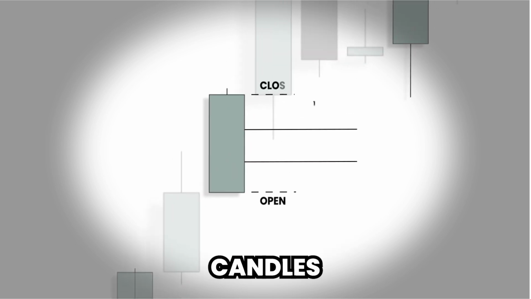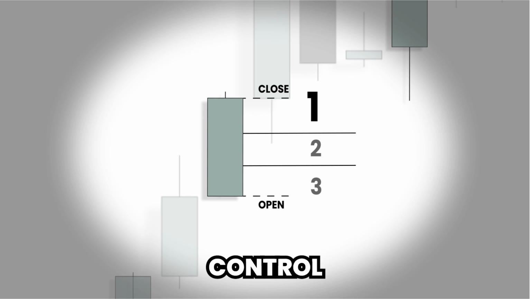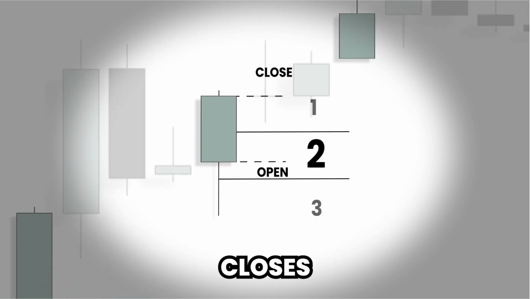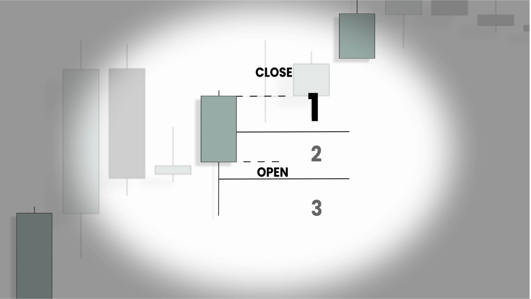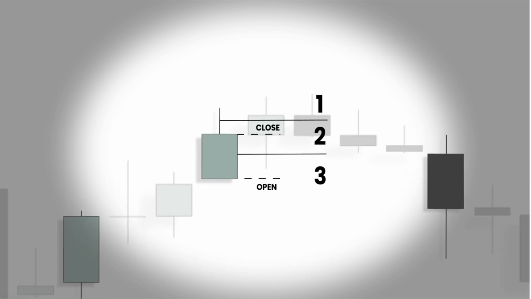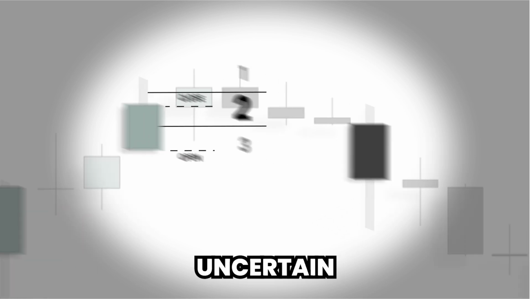For bullish candles, if it opens in the bottom and closes in the top, buyers had full control, strong momentum. If it opens in the middle and closes in the top, buyers gained control by the end, showing late session strength. Likely continuation to the upside. If it opens in the bottom and closes in the middle, buyers started strong, but couldn't hold their gains. Sellers pushed back, the finish is weak and uncertain.